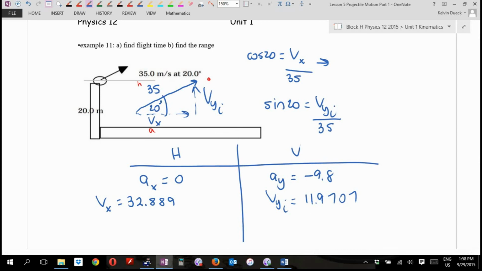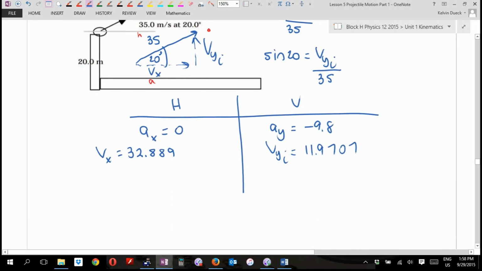How many things do I have in the left column? 2. How many things do I have in the right column? 2. Can't do it, not enough. There must be something else. Oh, there is. The picture told me one more thing. So what am I going to write? Vertical or horizontal? What is the vertical displacement? Careful. Negative. So that means I'm going to find time vertically.